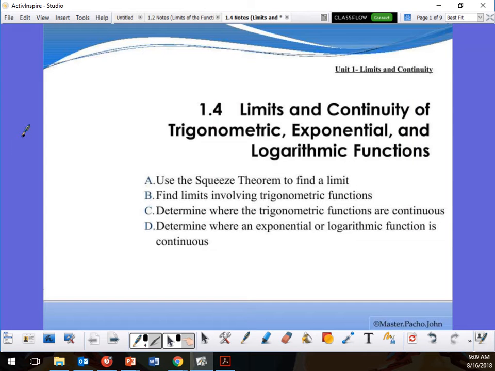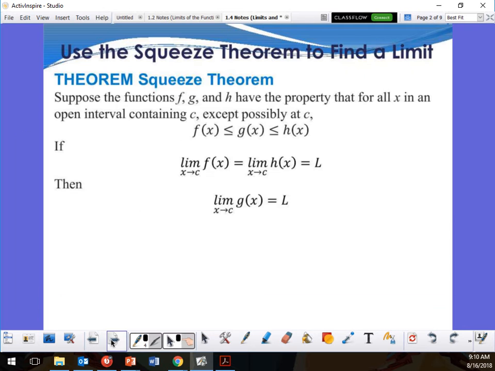Alrighty, this is Calculus 2 for you wonderful people. Squeeze theorem. Find a limit. Find the limits involving trigonometric functions. Determine whether trig functions are continuous. Determine where an exponential or logarithm function is continuous. Alright, so we're actually not going to get through all of that today. I'm just going to get through part of it. So, squeeze theorem.